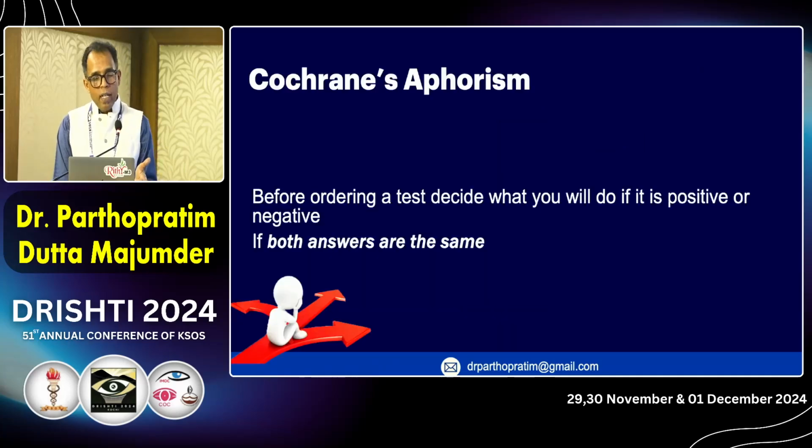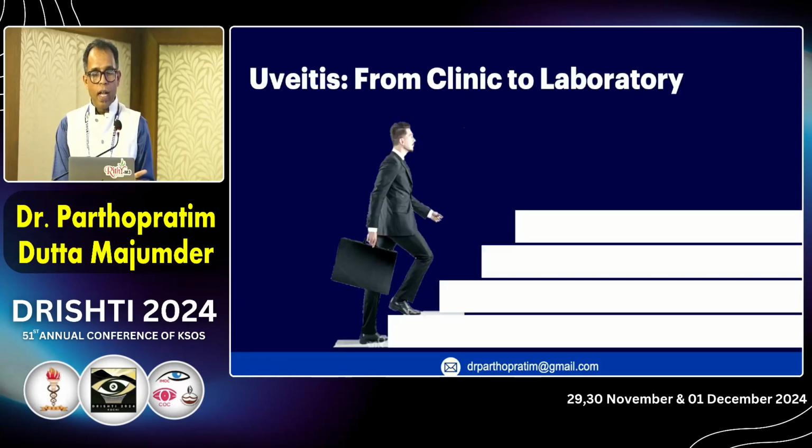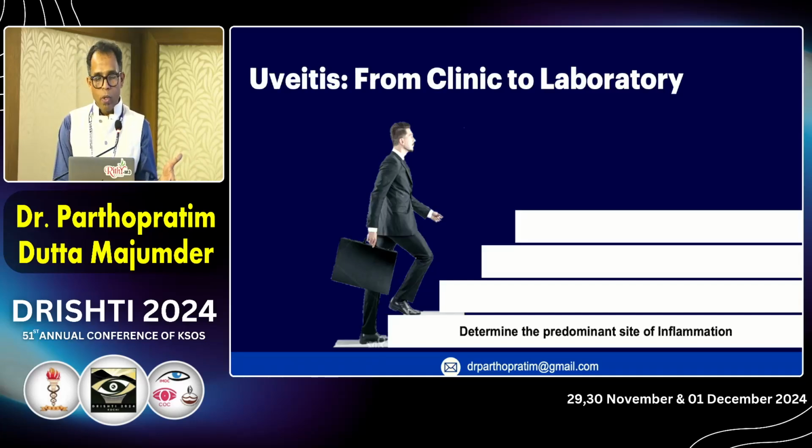So I'll give you again Cochrane's aphorism: before ordering a test, decide what you will do if it is positive or negative. If both the answers are the same, then don't do that test. So in certain conditions, you have to be very careful. I'll just conclude with how we take it from clinic to laboratory. Determine the predominant site of inflammation, which Risha pointed out so nicely with color atlas like photographs.